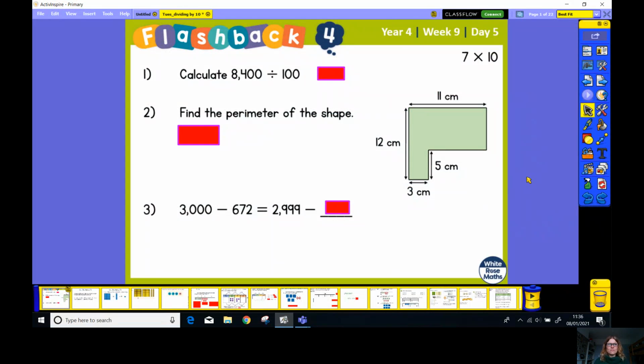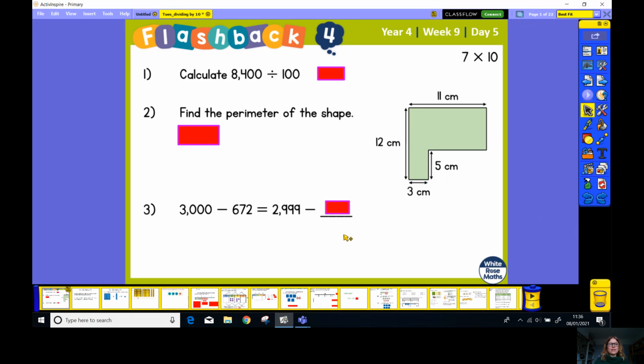Okay, so let's start with our flashback 4 today. The first question says calculate 8,400 divided by 100. Number 2 says find the perimeter of this shape. Now remember there's a missing side here, so don't forget to calculate that. What was the distance in that side there?